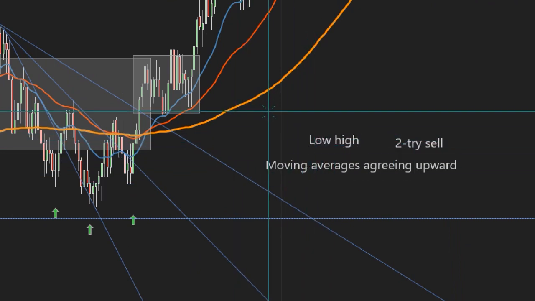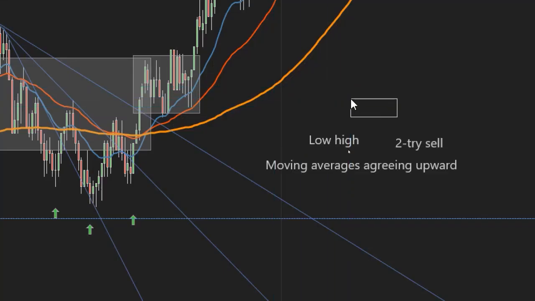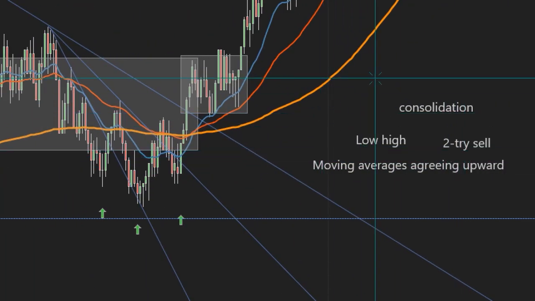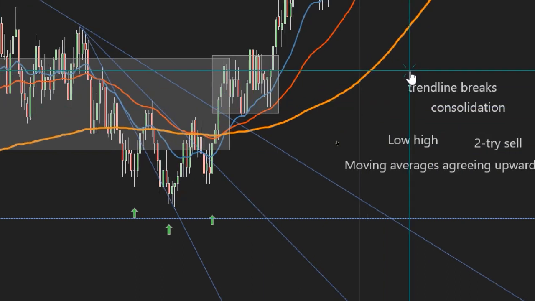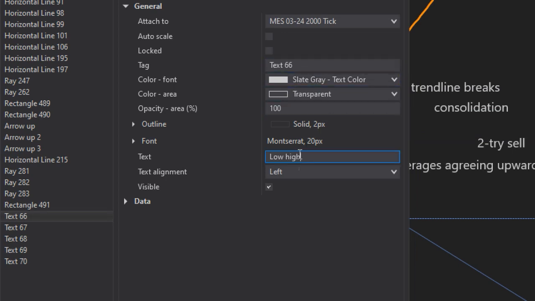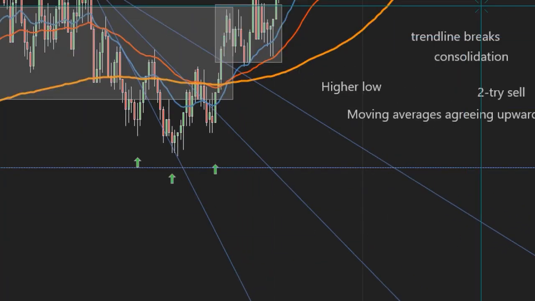We see, can't be ignored, consolidation. All right, so let's type that in, consolidation. And what else do we see? We see 3 tries to sell, trend line breaks. Oh, let's put in the trend line breaks. Okay, we got 3 tries to sell. We got a higher low, a higher low. Let's type that in. Higher low. Okay. All right, so we have a higher low.